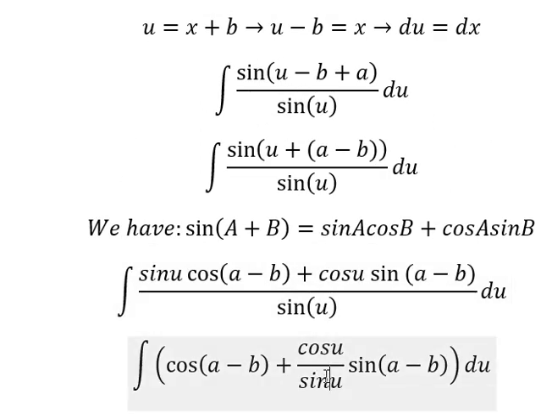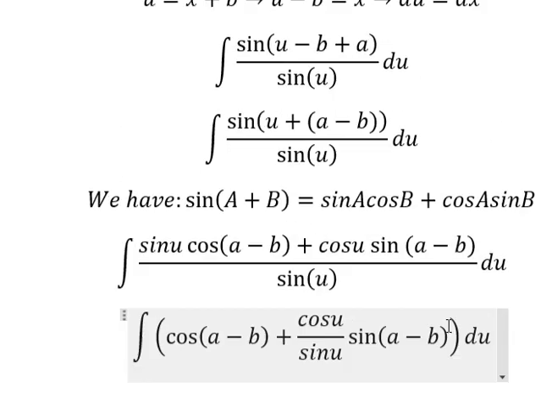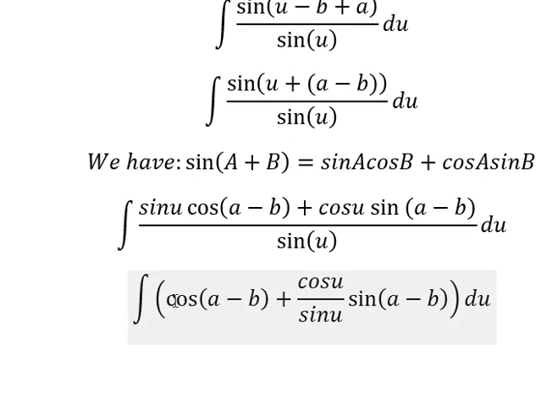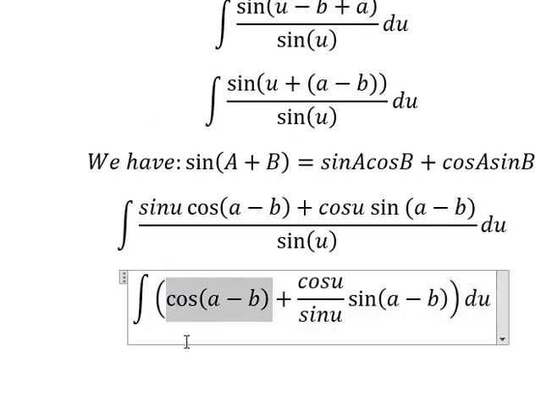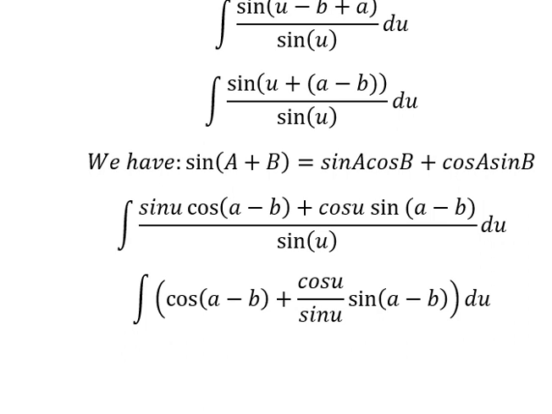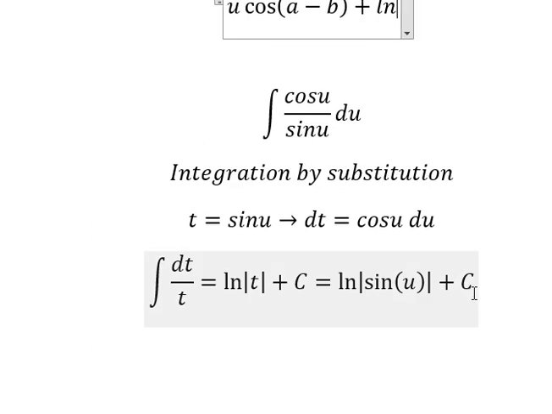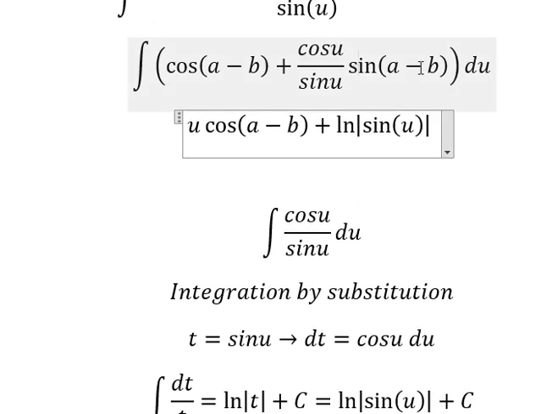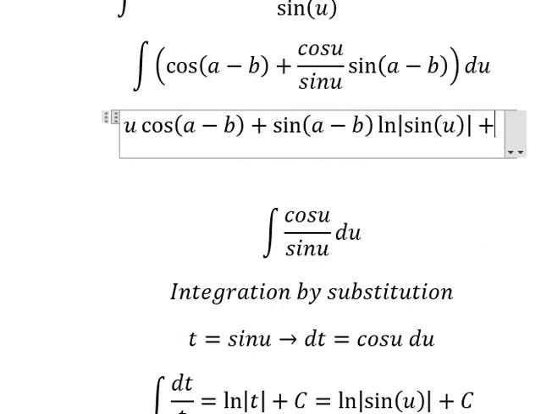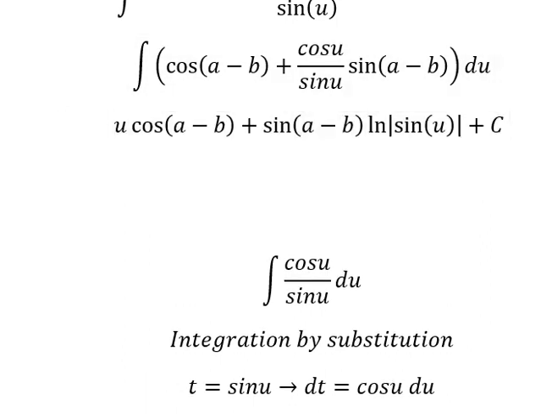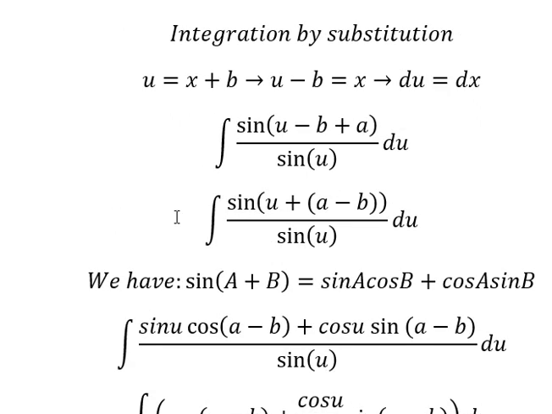So this one is this one. So this one is the numbers, so you got u. This one is ln of the absolute value of sine of u. And we have sine a minus b. And I will put c. u is this one.